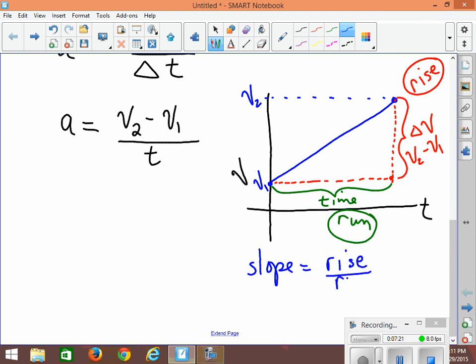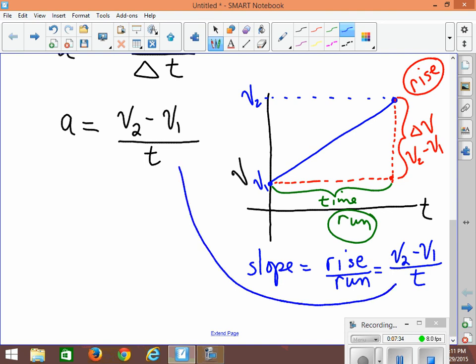And that would end up being V2 take away V1, that was the rise in red, and the run is the time involved in green. And that's exactly what we have over here, which means that acceleration is equal to the slope of a line on a velocity time graph.